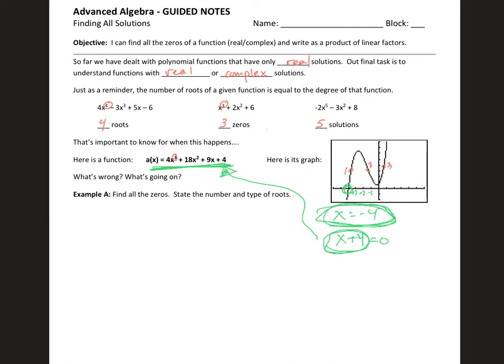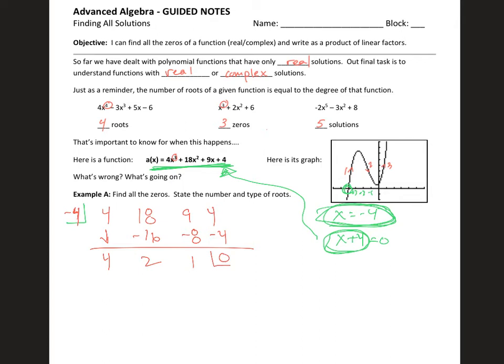So let's use synthetic here. If I were to use synthetic, remember what goes in this box is the solution of -4, right? Okay, and then the coefficients go alongside, so that's 4, 18, 9, and 4. Bring down the 4. That's negative 16. 2 is negative 8 is 1. I get negative 4 and 0.